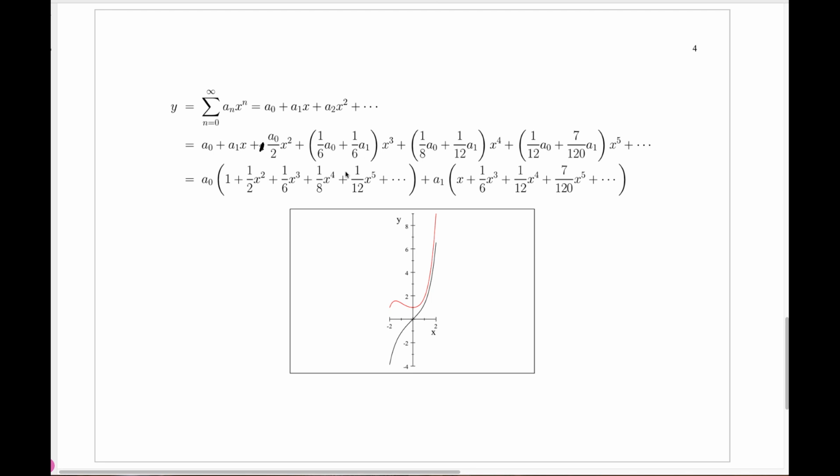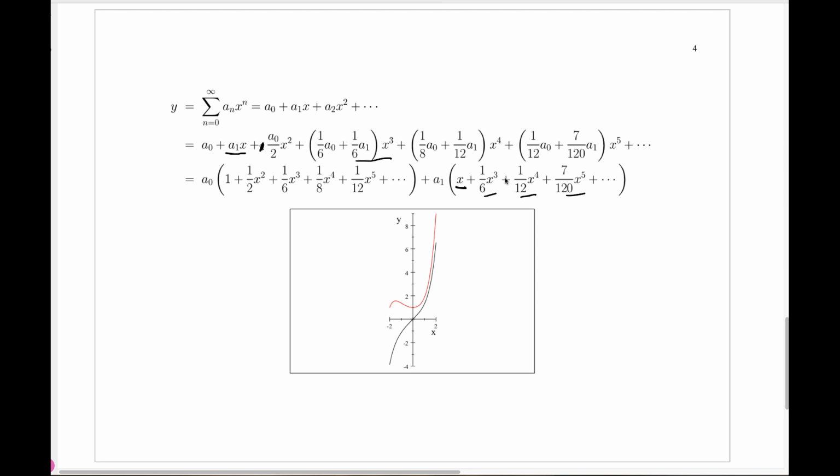Now I'm going to take all of this and split it into all the things that have a naughts in them. So here we have a naught times 1. Here we have a naught times a half x squared. Here we have a naught times a 6th x cubed. Here we have a naught times an 8th x to the 4th. Here we have a naught times 1/12 x to the 5th, etc. And all the pieces that have a1. Here's a1 times x. Here's a 1/6 a1 x cubed. That's for this term. The 1/12 a1 x to the 4th, this term times a1. And the 7 1/20ths a1 x to the 5th here.